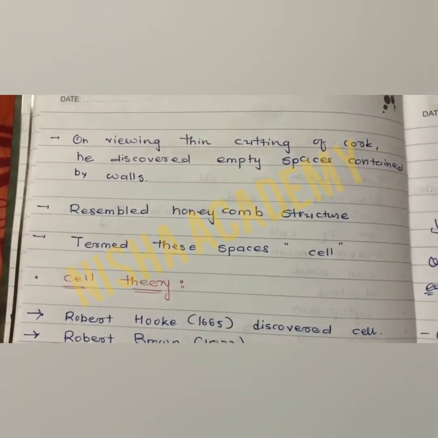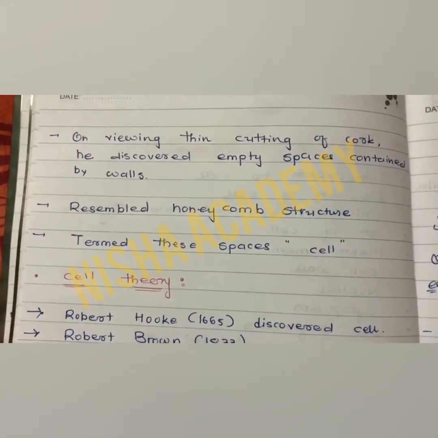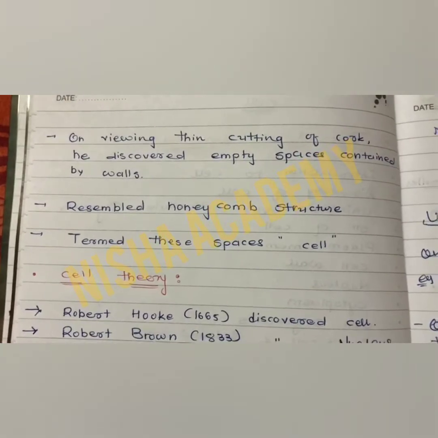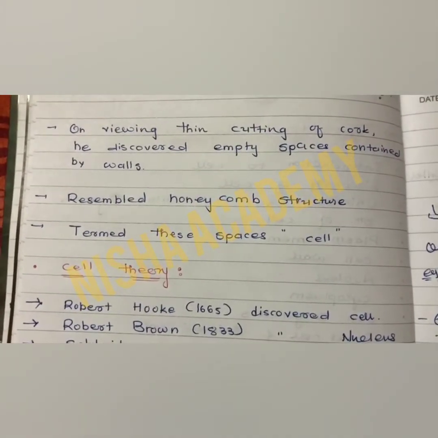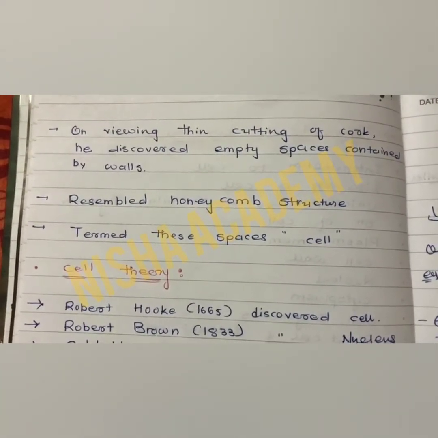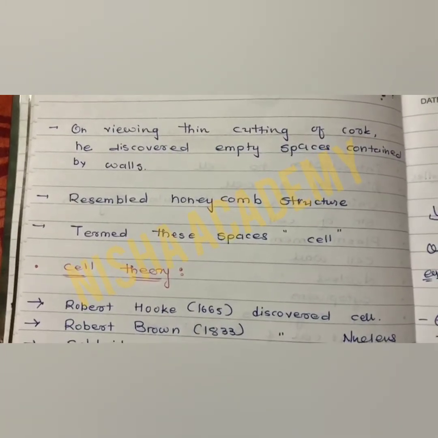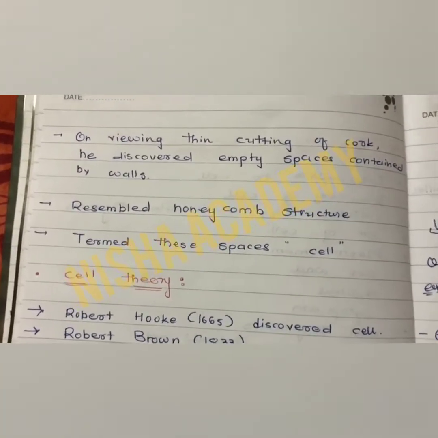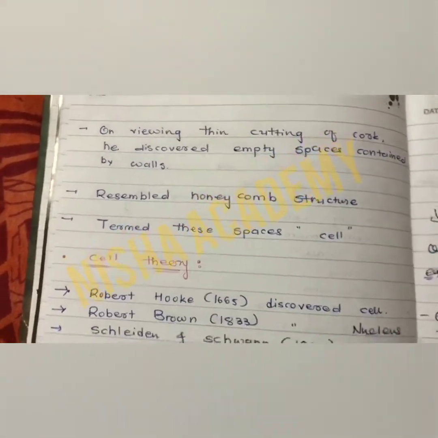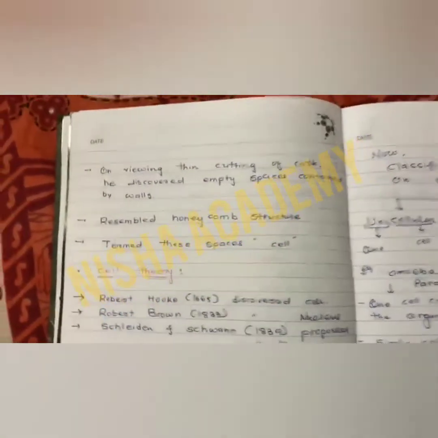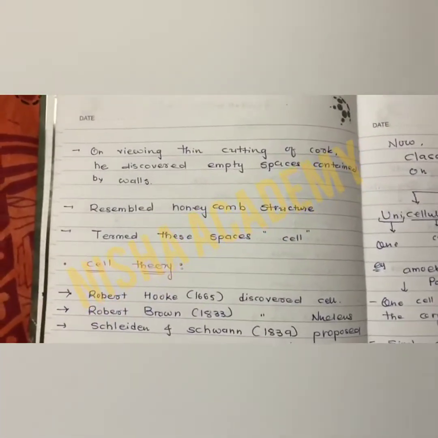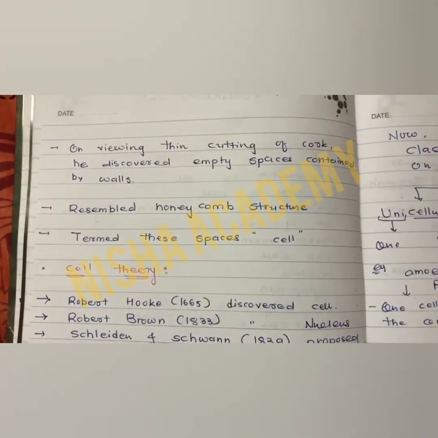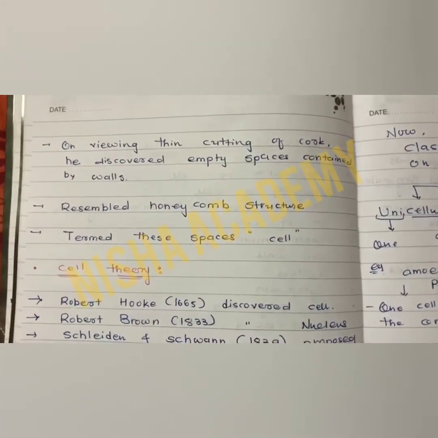Now what is the meaning of cell? Cell comes from the Latin word cellula, which means a small room or a little room. Rooms are also made up of surrounding walls, so it was given the term cell. Now you can see what a cell is: a structural and functional unit of all living organisms. Who discovered the cell? That was Robert Hooke in 1665.